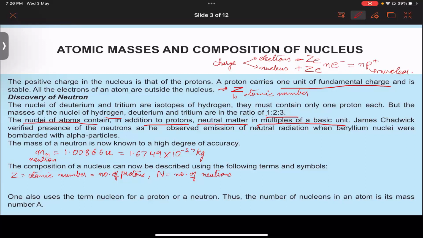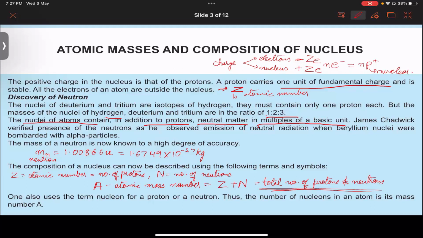So your total atomic mass, which is A, is the atomic mass number. That is also Z plus N, the total number of protons and neutrons. So this is the atomic mass number.